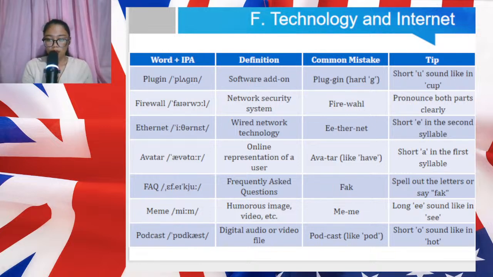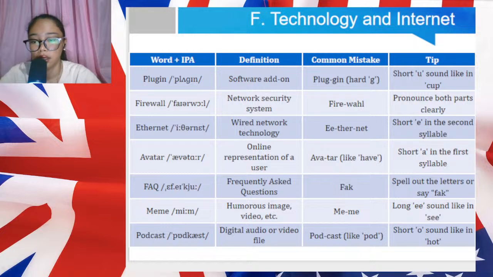The mistake here misrepresents the vowel sound in the first syllable, which was possibly influenced by the visual similarity to have. It is a long sound, which should not be, because it should be a short sound like cut. So it should be avatar, not avatar. All right.